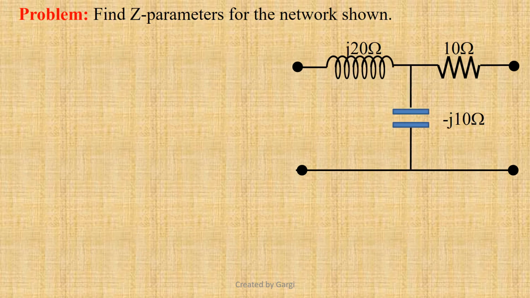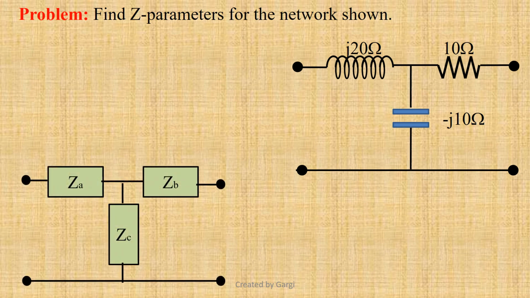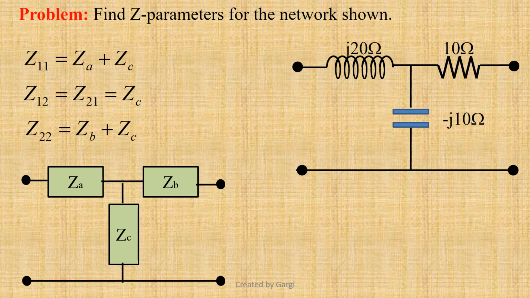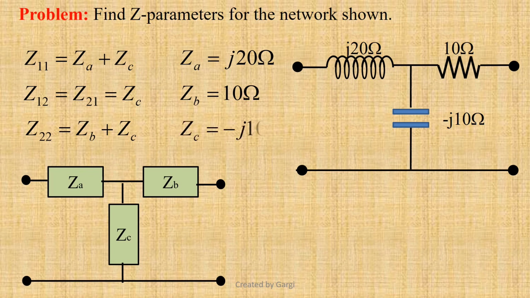Let us find Z parameters for the AC T network shown. We have found for any generalized T network comprising ZA, ZB and ZC, Z11 equals ZA plus ZC, Z12 equals Z21 equals ZC, Z22 equals ZB plus ZC. Comparing these two networks, we can write ZA equals j20 ohm, ZB equals 10 ohm, ZC equals minus j10 ohm.